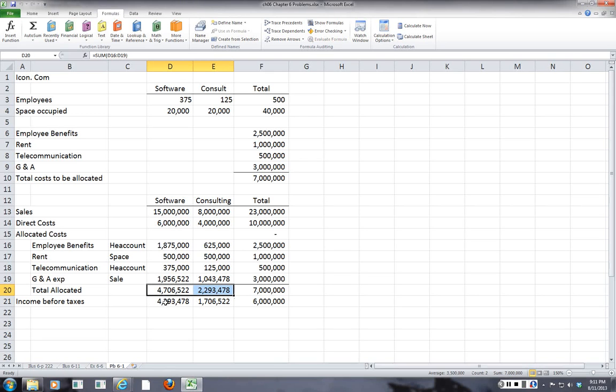So the income before taxes is down below here. So you can see this is one of the ways we allocate the costs of these departments.